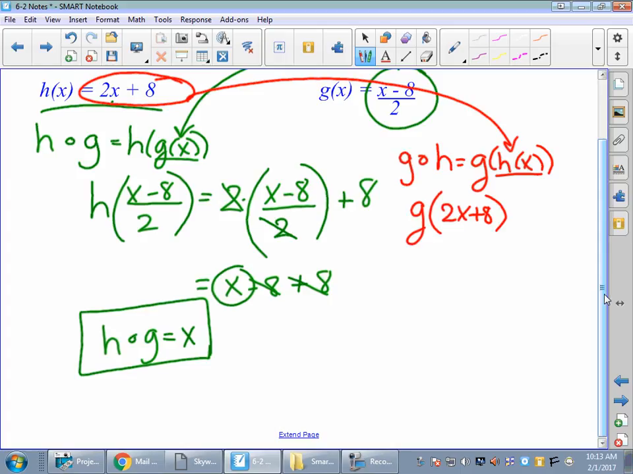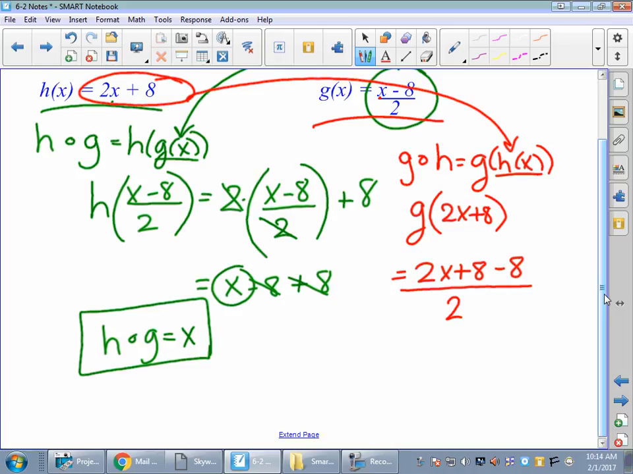And what that means is I'm going to use the G of X function, and I'm going to plug in 2x plus 8 wherever I see the variable. So what this is going to equal is 2x plus 8 minus 8, all over 2. So you can see that I replaced the x with the H of X function.